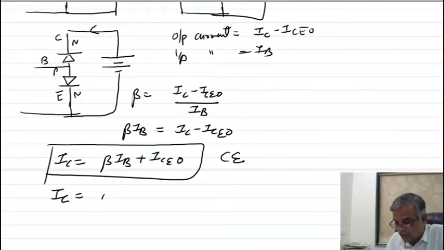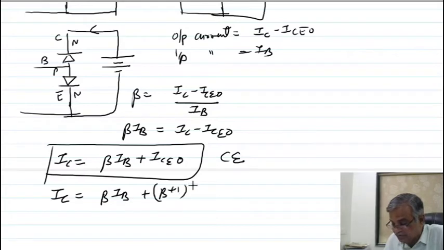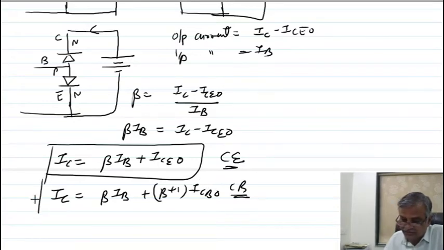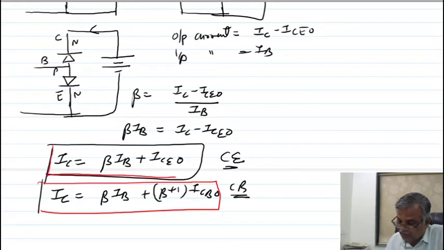The collector current for common base, you have written like this, if you remember. This is for common base, and this is for common emitter. Do you understand this?